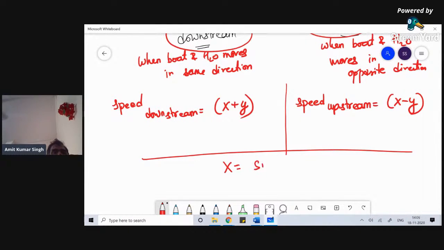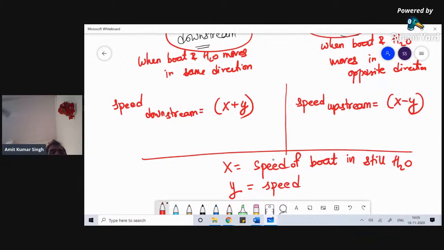Let x be the speed of the boat in still water. So when the water is not moving and only the boat is moving, suppose on stationary water the boat is moving with the speed of x. That is what I'm defining as x. What is y? Y is the speed of the stream or water, you can use any synonym for that. So y is the speed of water.